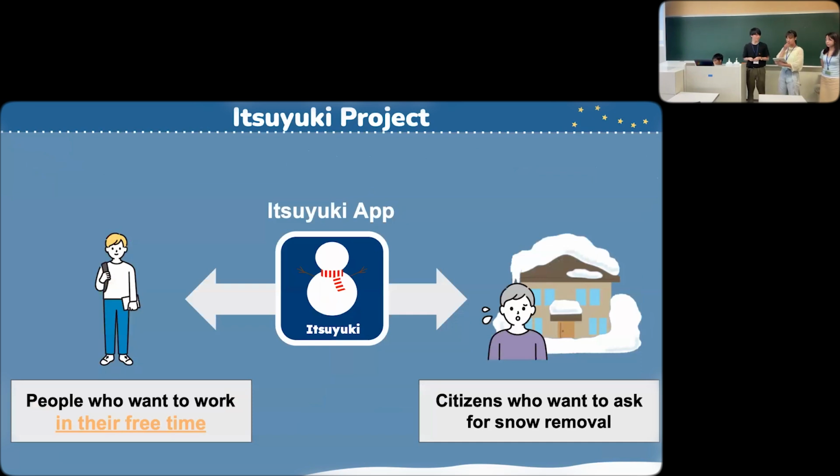So next, I will describe a project we devised to solve this problem. The project name is Itsuyuki, and the idea is to connect people who want to work in their free time with citizens who want to ask for snow removal through an app. The general idea is to envision a service similar to Uber Eats, to make snow removal easier as a part-time job.